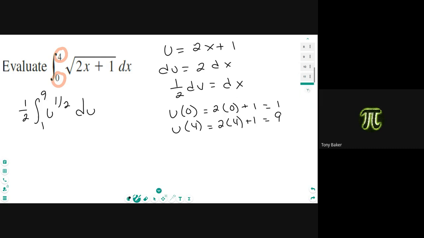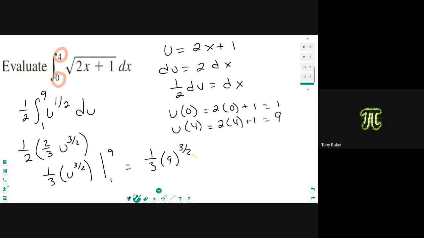Or a lot of trial and error, making sure you don't make a mistake when you're plugging them all back in. So we get the 1/2, 2/3 u to the 3/2. So we got 1/3 u to the 3/2. And we're doing that same thing. This time I'm going to do it from 1 to 9. So 1/3 9 to the 3/2 minus 1/3 1 to the 3/2.